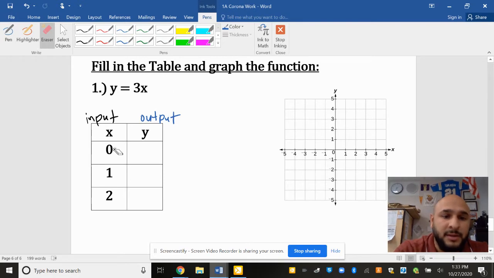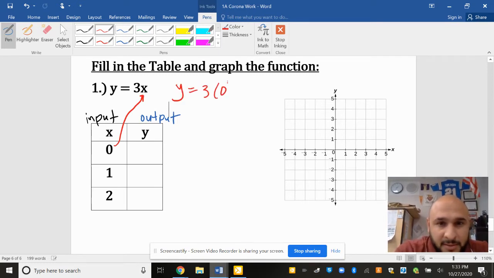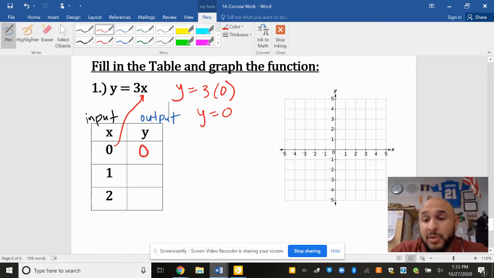So let's start with x equals 0. If I plug in 0 right there, I'm going to have y equals 3 times 0. And 3 times 0, well, that's just 0. So whenever x equals 0, y also equals 0. Notice I'm starting to fill in my table.